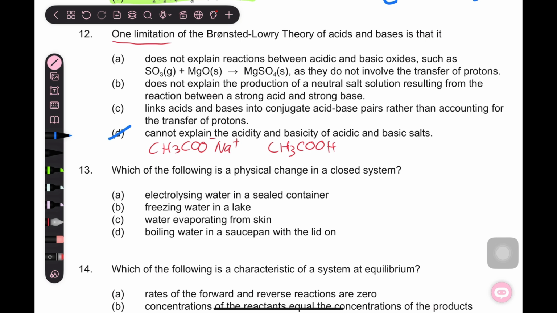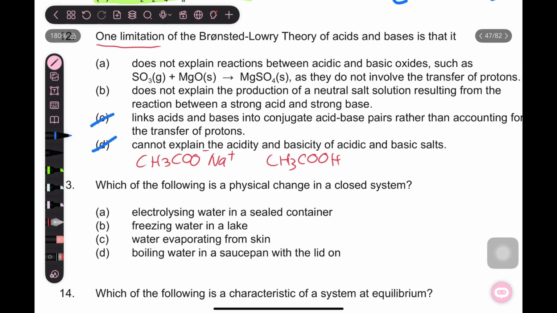One limitation is that it links acids and bases into conjugate acid-base pairs rather than accounting for the transfer of protons. This is incorrect because it does link acids and bases into conjugate acid-base pairs, and that's a good thing. And it does account for the transfer of protons because the hydrogen atoms are transferred, and those are protons. So that's also incorrect.